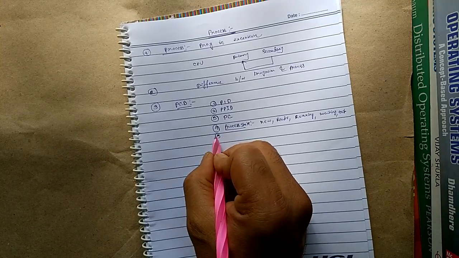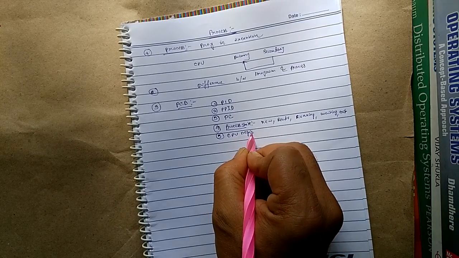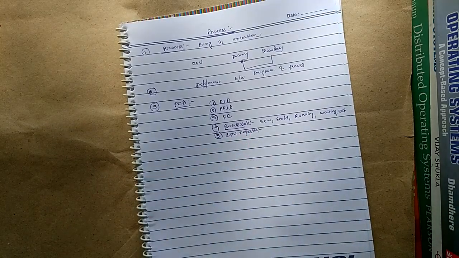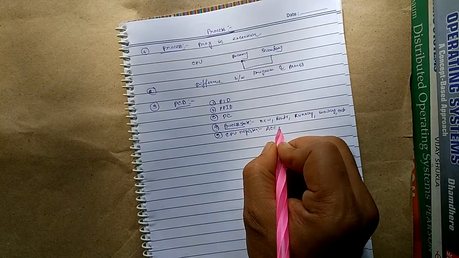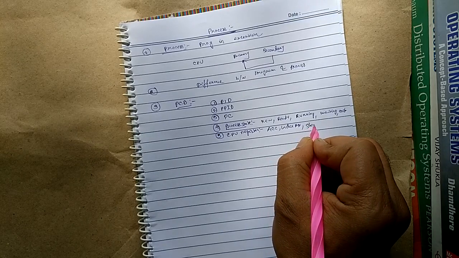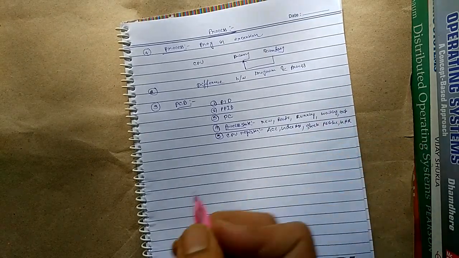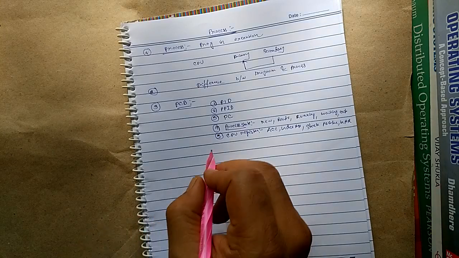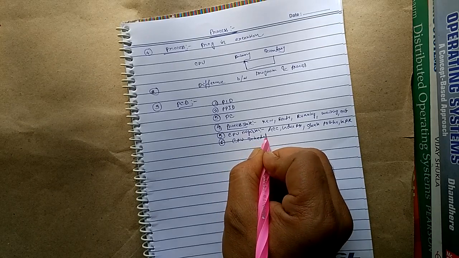Next, we will get here the CPU register. That means to execute this process, how many CPU registers it will use. It may use accumulator, index register, stack pointer, general purpose register, etc.